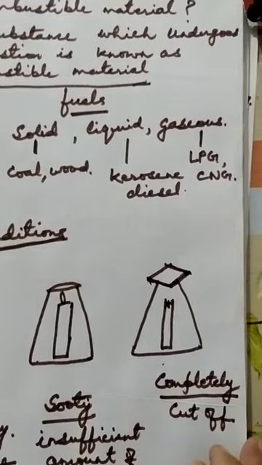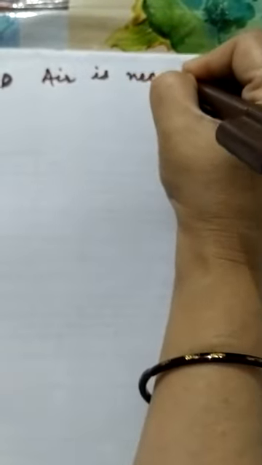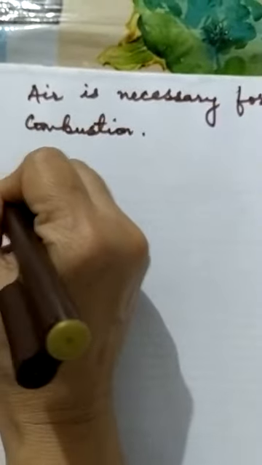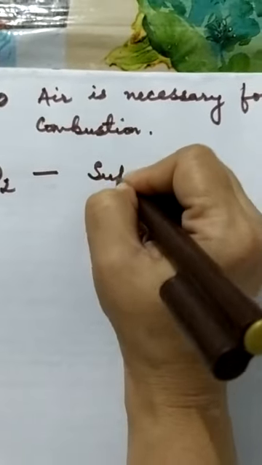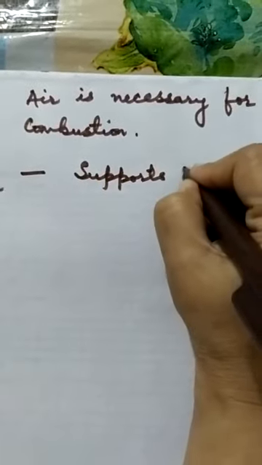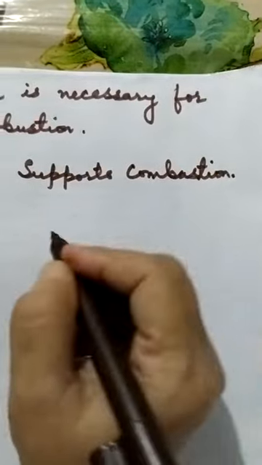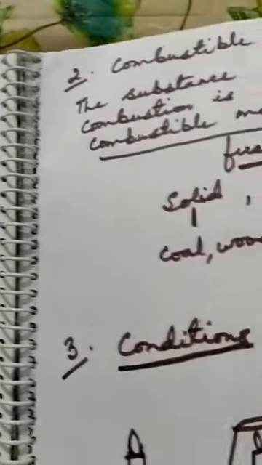Now, from this experiment, it is clear that oxygen, or you can say air, is necessary for combustion. And what is the role of oxygen? It supports combustion. Now, we will see the next condition.